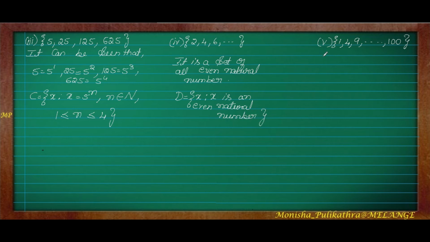So moving on to the last question of this session, that is 1, 4, 9 up to 100. It can be seen that 1 is equal to 1 square. Next is 4, which is 2 square. Next is 9, so 9 is 3 square, not 3 cube, 3 square. Up to the last number, 100, which is equal to 10 square. 10 square is 100.